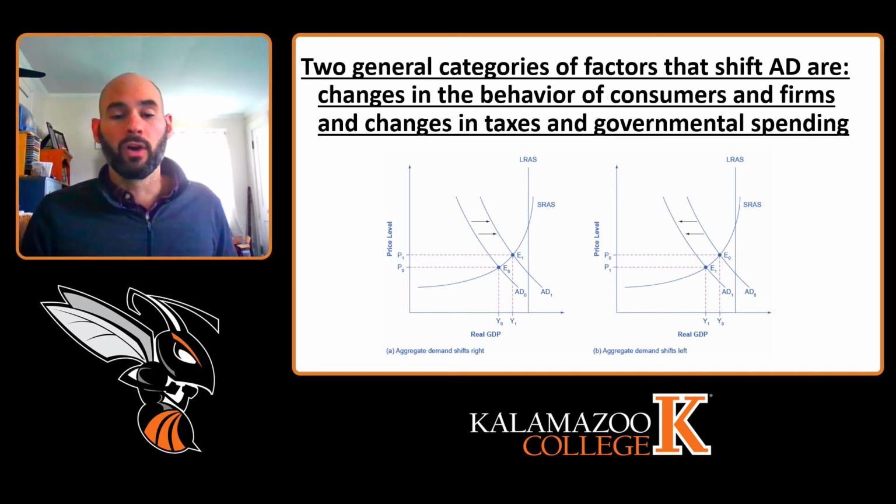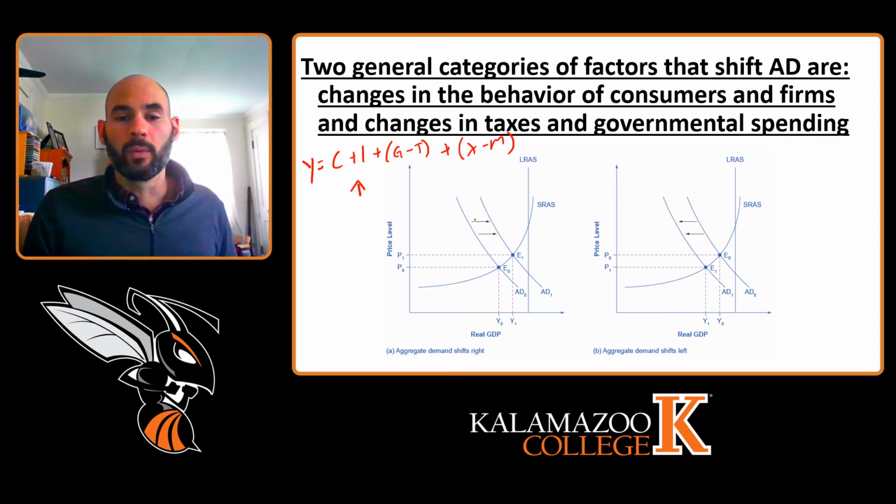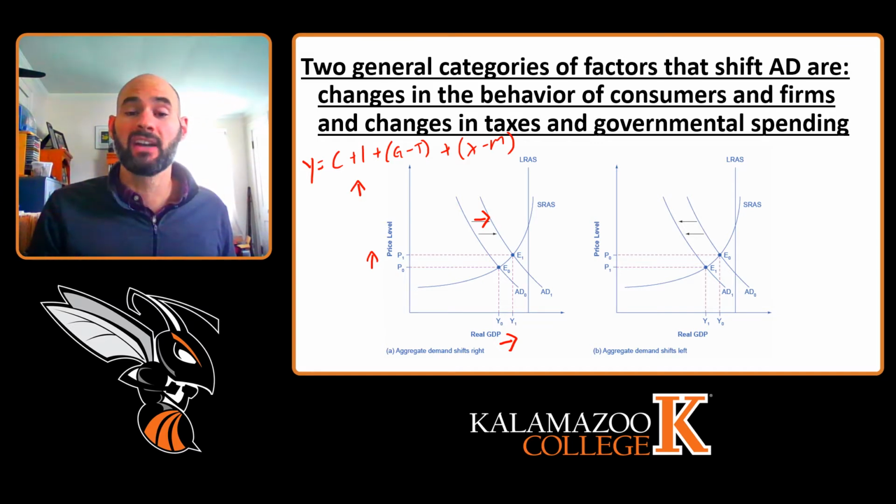So if we were to think of our measure of GDP of Y equals C plus I plus G minus T plus X minus M, anything that would cause this to increase would lead to an increase in aggregate demand, which thus is expansionary and inflationary. The level to which it's inflationary depends on whether we're looking at an intersection with the short-run aggregate supply curve in the flat part or the steeper part.